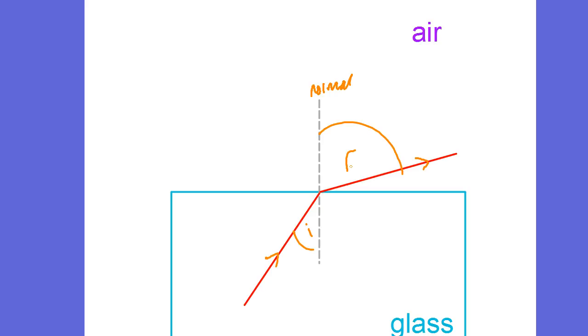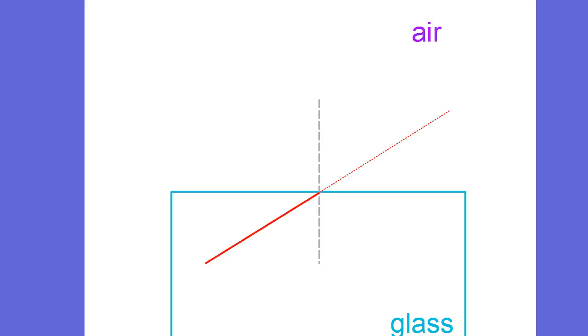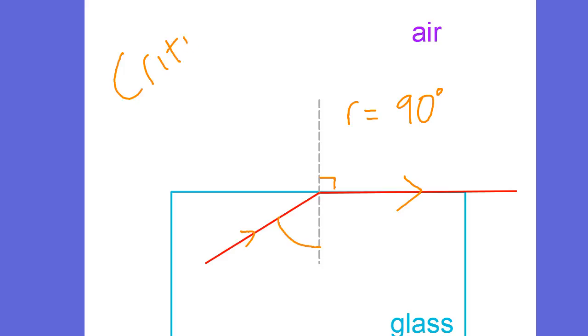And if we keep increasing I, bigger and bigger, that's what it looks like going straight, but eventually we get to this point here, where at a certain angle of incidence, the angle of refraction is 90 degrees. So again, R equals 90 degrees. Our beam of light is passing along the boundary of the air and the glass, the boundary between the high and low refractive index.